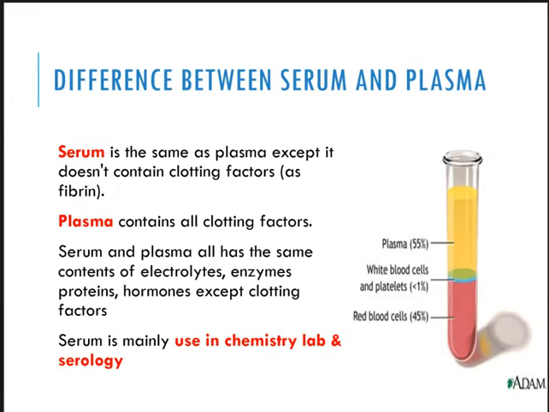Next, we have our serum. So serum is the same as plasma, except it doesn't contain clotting factors such as your fibrin. Again, guys, plasma contains all clotting factors. So this is your uncoagulated or unclotted blood plasma. So basically, guys, just a quick background.